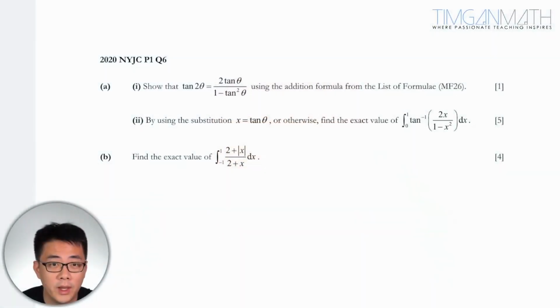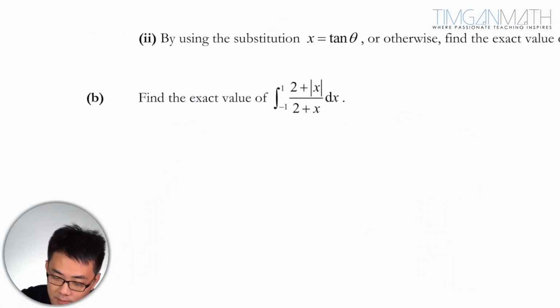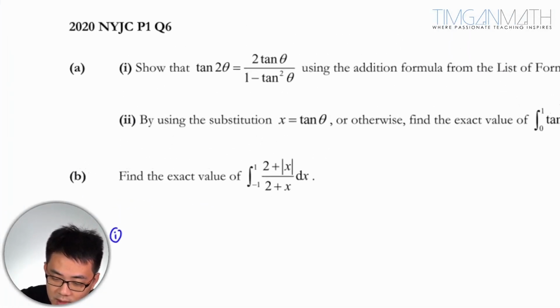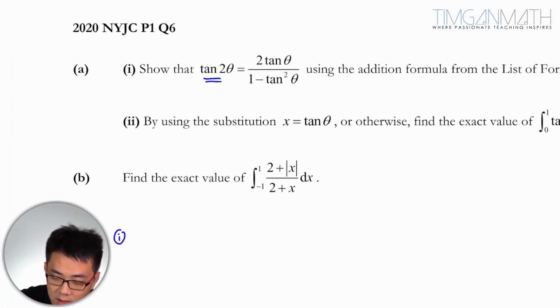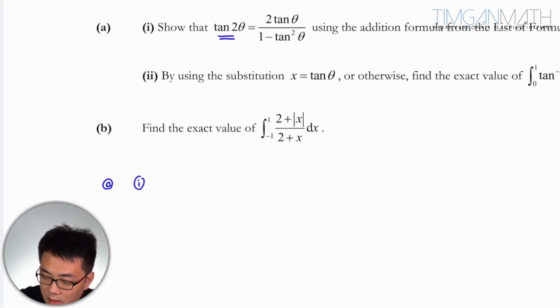Students, let's look at this question here, which was taken from the year 2020, NYJC paper 1, question 6, prelim paper. Okay, so question 1, part A. So part 1. In this case, we are given that tan 2θ is 2 tan θ over 1 minus tan² θ, and we need to show this. Okay, I think this is pretty okay.